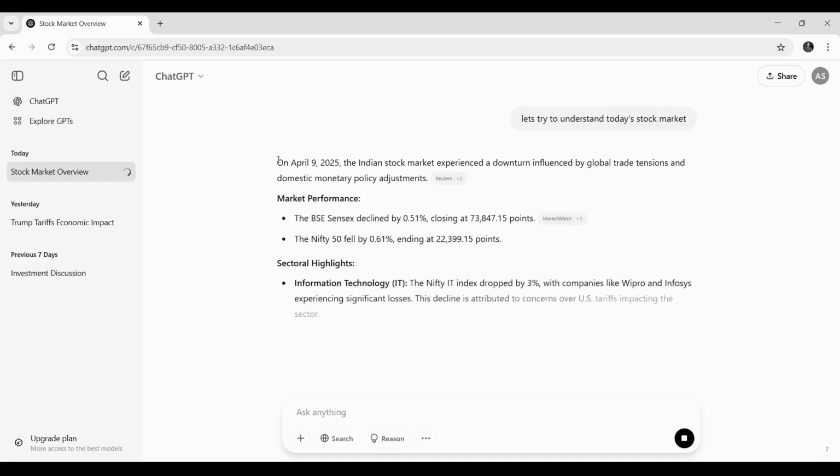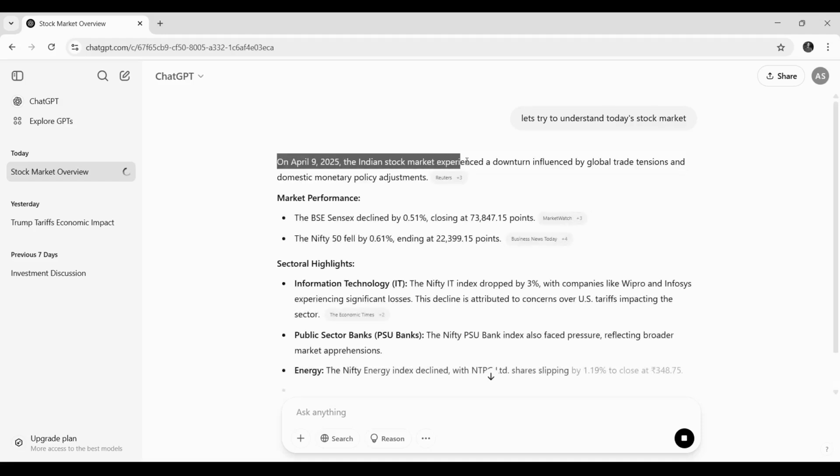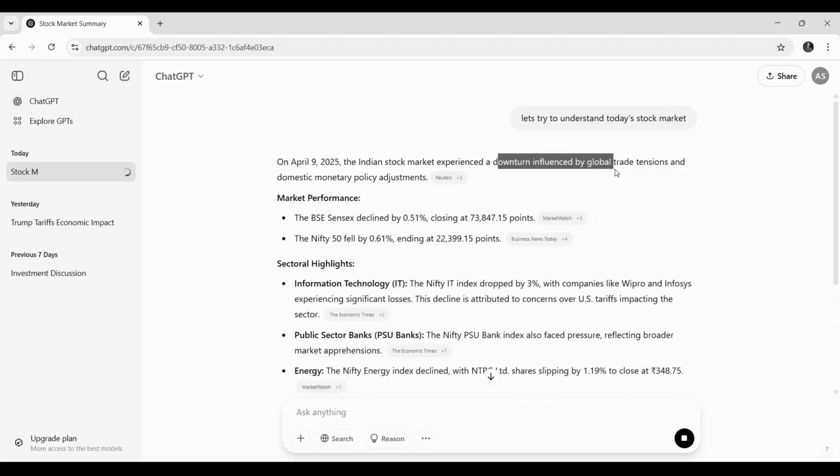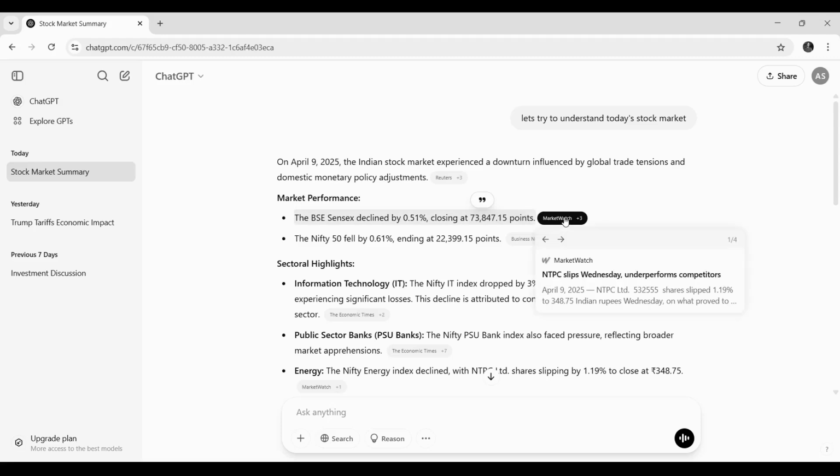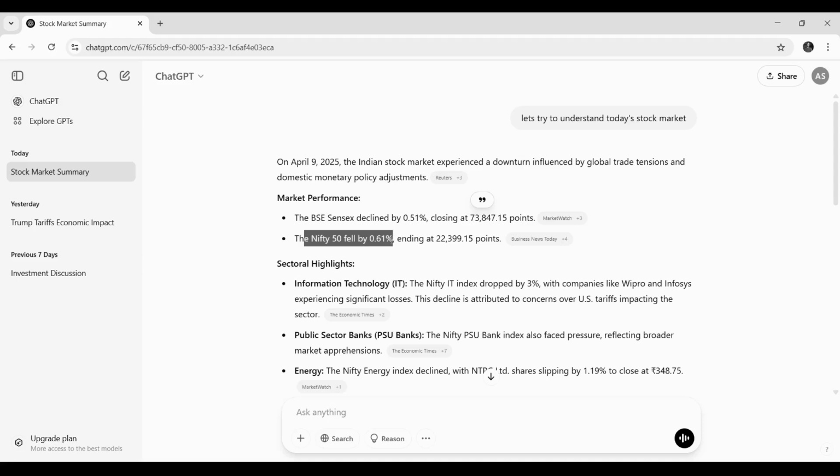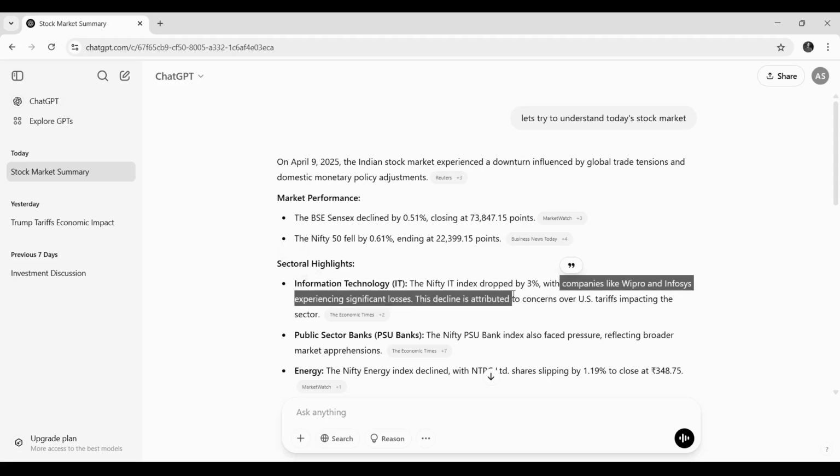Okay, so on April 9, 2025, the Indian stock market experienced a downturn influenced by global trade tensions and domestic monetary policy adjustments. The Bombay Stock Exchange Sensex declined by 0.51%, closing at 73,847.15 points. Source name MarketWatch. The Nifty 50 fell by 0.67%, ending at 22,399.15 points. Sectoral highlights: IT sector, Nifty IT index dropped by 3%, with companies like Wipro and Infosys experiencing significant losses.